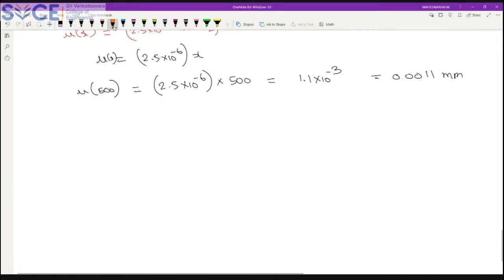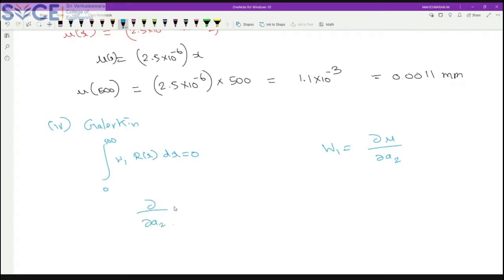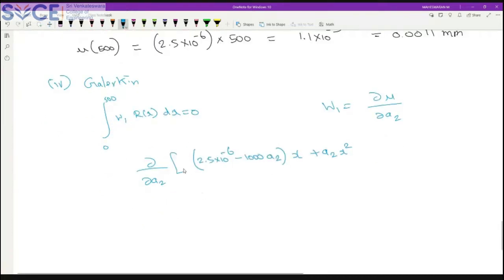So the last method, the fourth method, is Galerkin method. We say integral 0 to 500 of W1 R of x dx is equal to 0. But what is this W1? W1 is dou u by dou a2. Previously in least square it was dou R, whereas here it is dou u. Let me identify dou by dou a2. What is my u value? This is my value, so I have to partially differentiate these things.